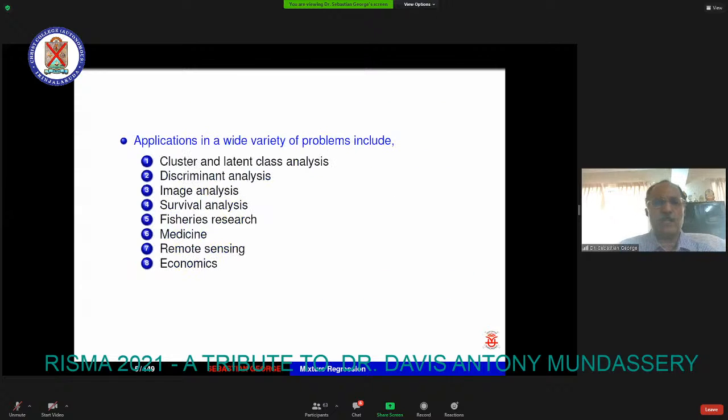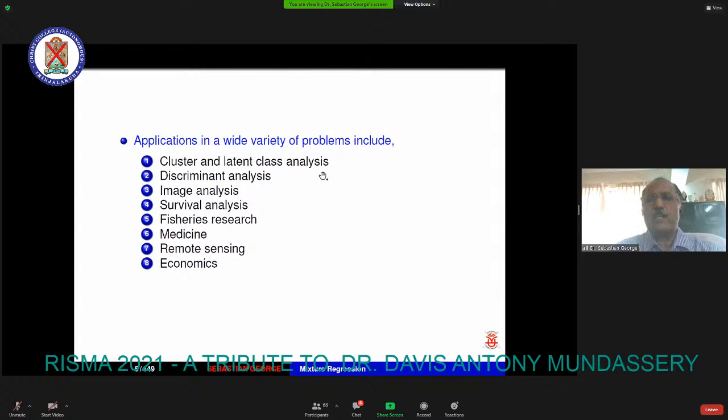But the problem with the mixture is that you may not be able to identify which population this unit having this particular measurement belongs to. And it has many applications in many areas. In fact, I have done some work on medical research. In fisheries, there are a lot of reports. Whenever you catch a number of fish, they may belong to a number of subgroups. Similarly, in discriminant analysis, and cluster analysis is in fact a part of it.